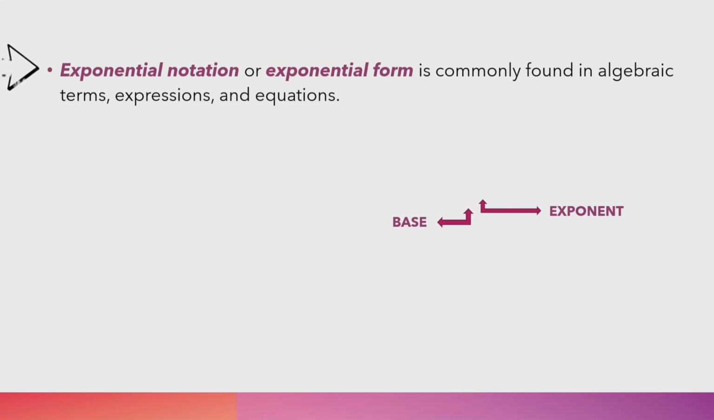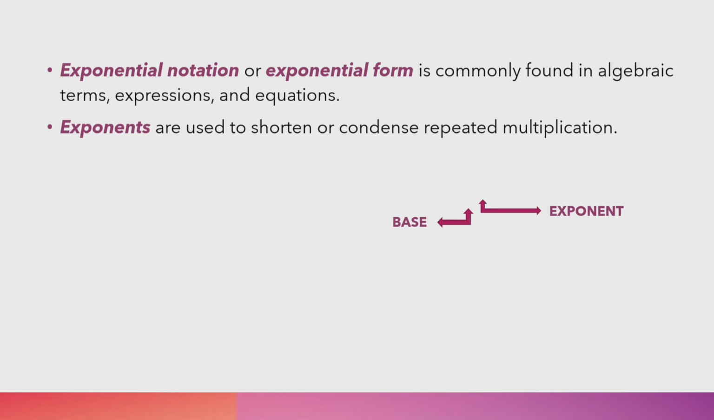Exponential notation, or exponential form, is commonly found in algebraic terms, expressions, and equations. Exponents are used to shorten or condense repeated multiplication. Example: we have 2 times 2 times 2 times 2 times 2 is equal to 2 raised to 5, or 2 to the power of 5.